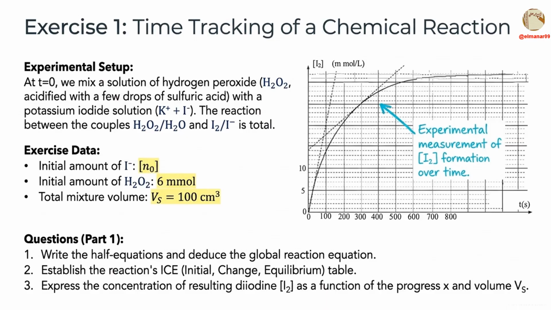Questions. Part 1. 1. Write the half equations and deduce the global reaction equation. 2. Establish the reaction's ICE table: initial, change, equilibrium. 3. Express the concentration of the resulting diiodine, I2, as a function of the progress x and volume Vs.